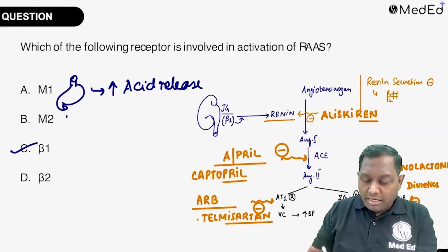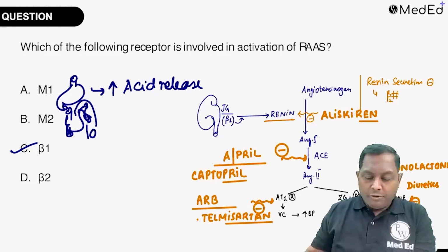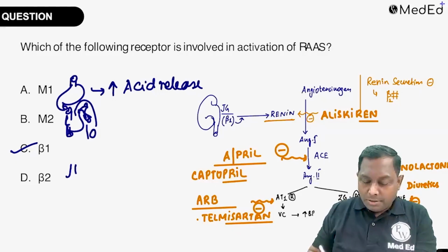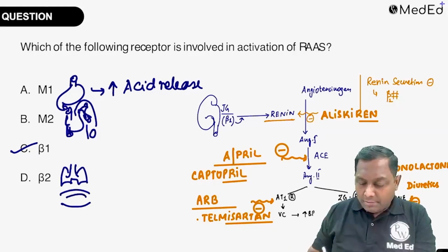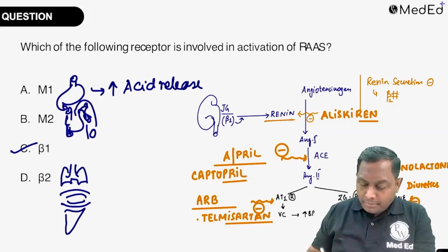M2 is mainly present on the heart. Beta 2 is present in many conditions. For example, beta 2 can be present on the lungs, on the skeletal muscle, and also on the liver.